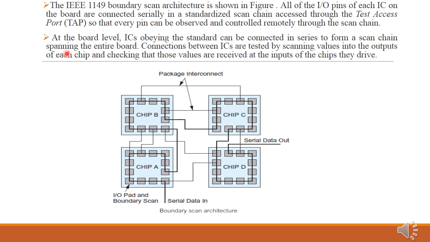At the board level, ICs obeying the standard can be connected in series to form a scan chain, and the connections between the ICs are tested by scanning the values into the outputs of each chip and checking that those values are received at the inputs of the chips they drive. By checking these values, we can say whether it is in good condition or in a faulty condition.